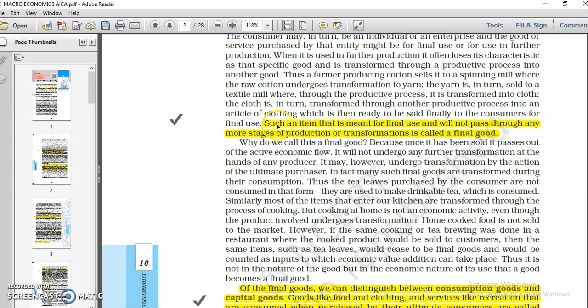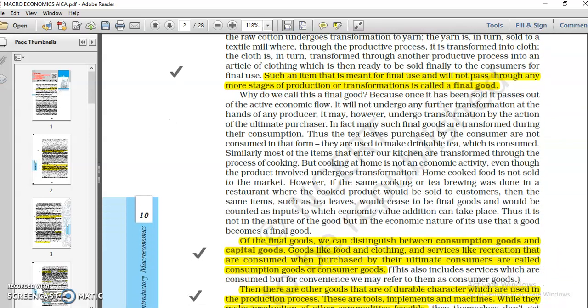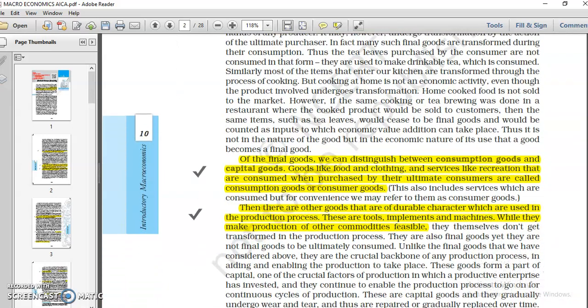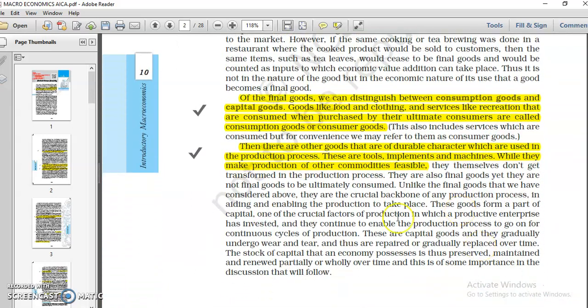So what is the meaning of final goods? It is an item that is meant for final use and will not pass through any more stages of production, meaning goods that do not need to pass through any further stage of production. That is your final goods. Next is intermediate goods. Intermediate goods are those goods which are used to make the final goods, meaning to produce other goods. The goods which we use are called intermediate goods.